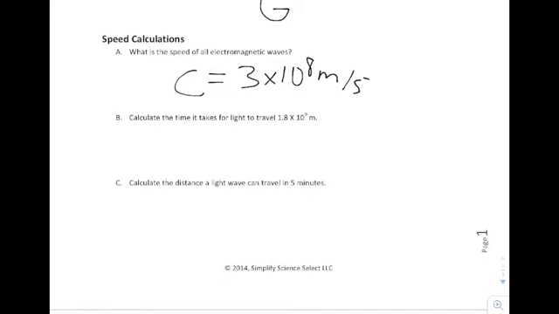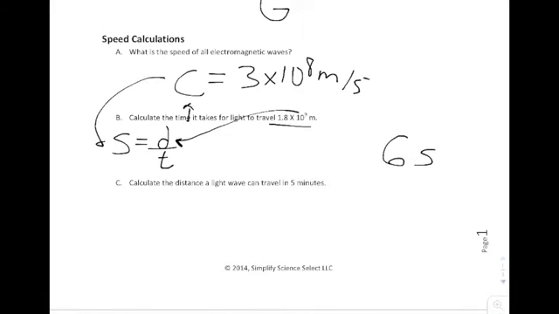Next, it says calculate the time it takes for light to travel a distance of 1.8 times 10 to the ninth. You should realize that since I have a constant speed of light, I can use the constant speed formula from at the very beginning of this year, where you have speed is equal to distance over time. You have the speed of light being your speed, and then you have your distance right here, and you can actually solve for the time. When you solve for the time, you should solve for about 6 seconds.